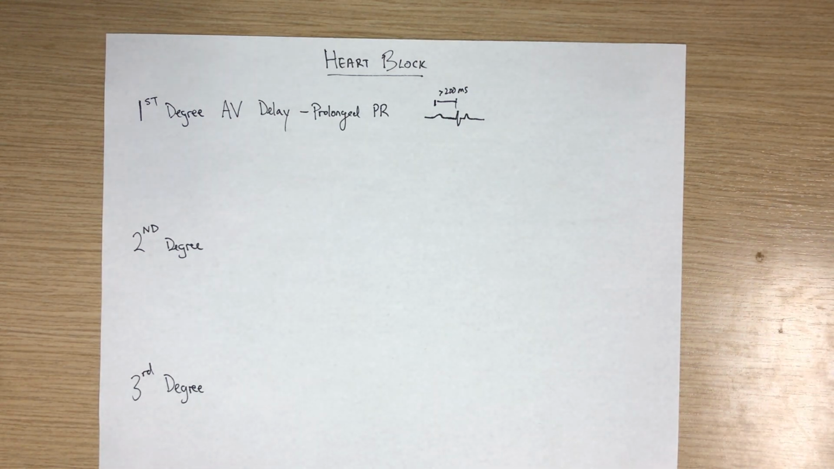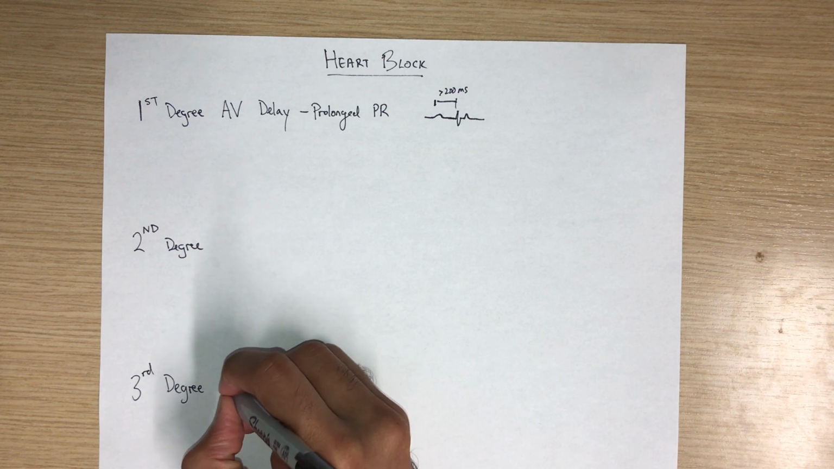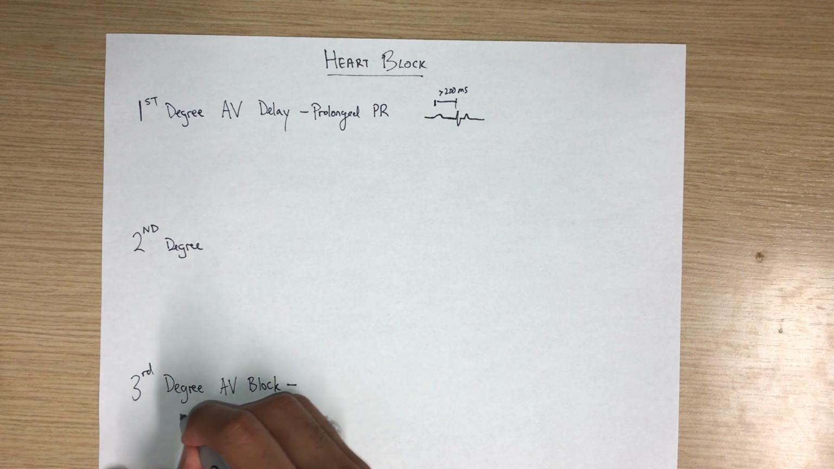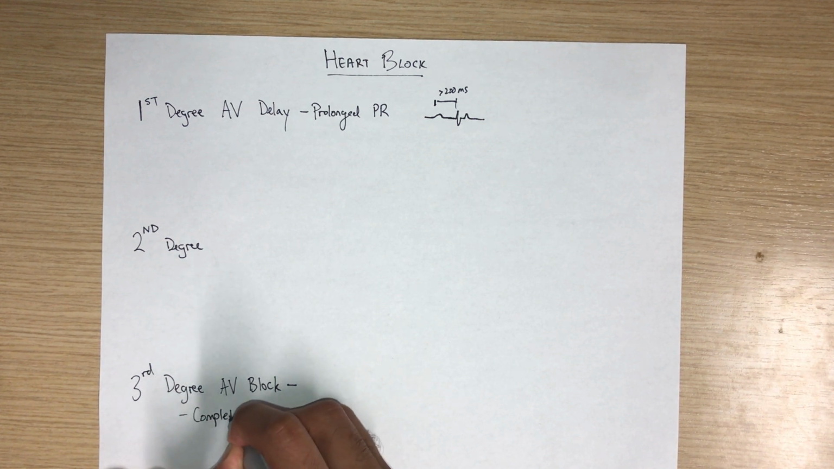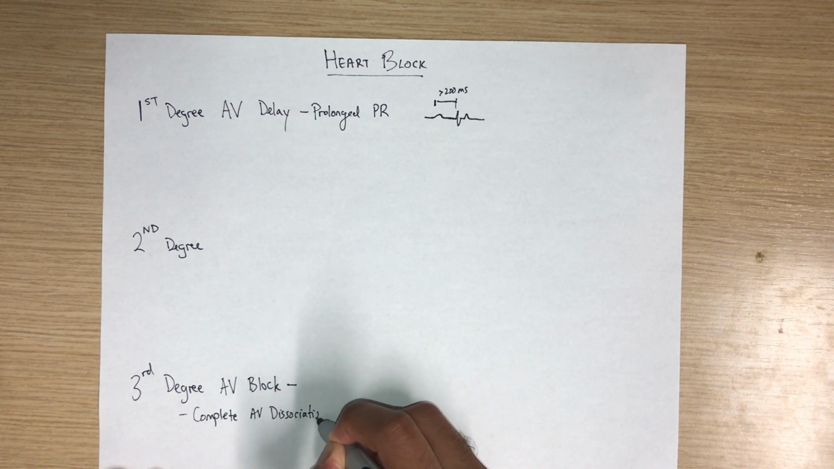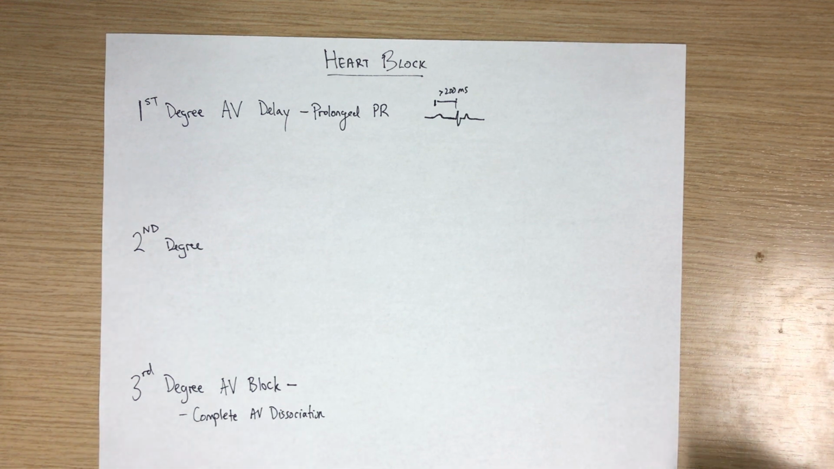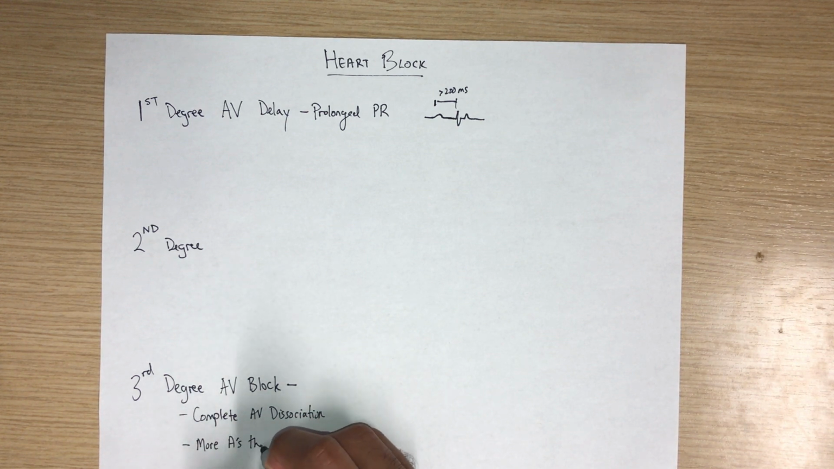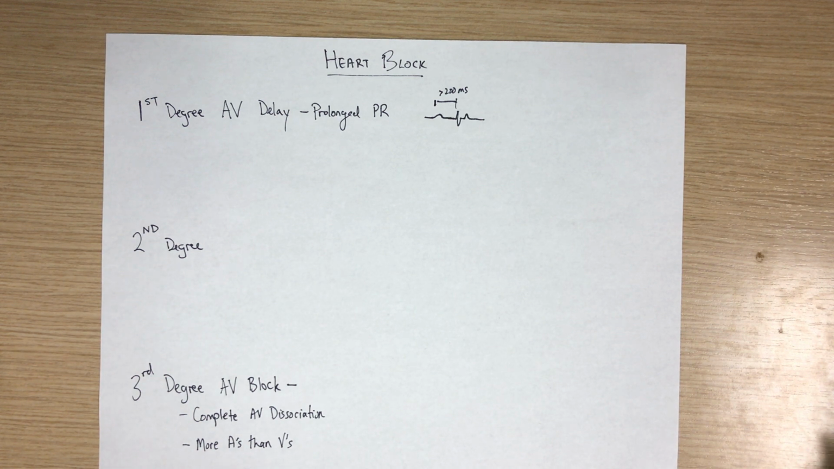Third degree AV block is also fairly easy to understand. This is when there are 2 things that are present at the same time. One is complete AV dissociation, meaning there's no evidence that the electrical activity in the atria is related to the electrical activity in the ventricles. And you have to have more A's than V's, meaning that the rate of atrial activity is faster than the rate of ventricular activity. If both of these things are present, we call this third degree AV block.